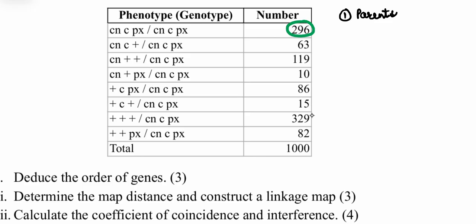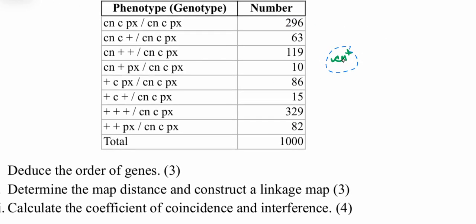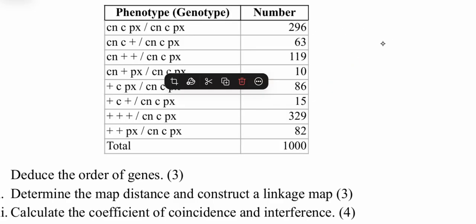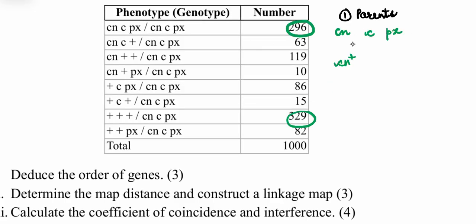So, we will directly assign that this can be a parent, and this also can be a parent. So, I have two parents here, that is CN, C, and PX, and then its wild form, CN plus, C plus, PX plus. Their numbers are 329, 296.